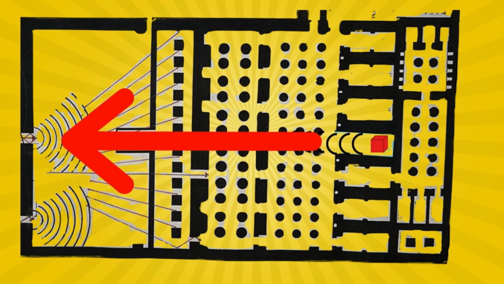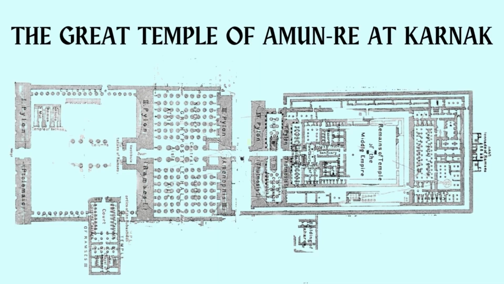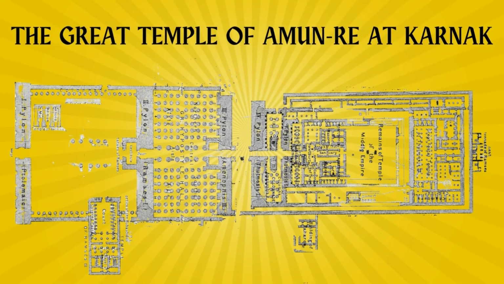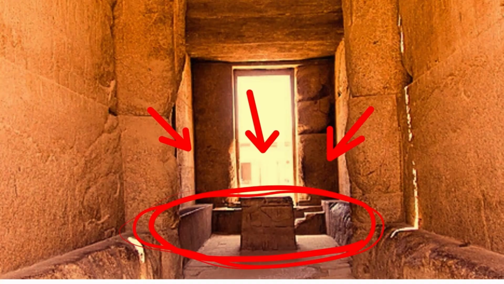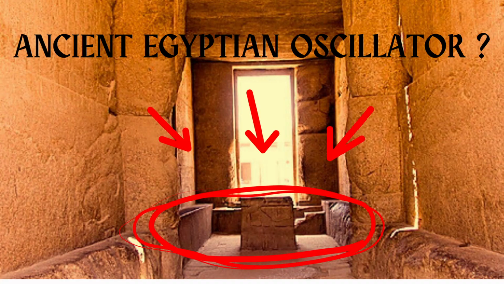That could work. What if we could find some sort of resonant chamber in a temple to put the oscillator in? And when the waves they create came out of the chamber, they would hit the base of all the obelisks. Let's take a look at the Karnak Temple and see what we can see. Wait a second here, what is this? Is this the sanctuary? Could this be the remains of the ancient Egyptian oscillator that we've been looking for?